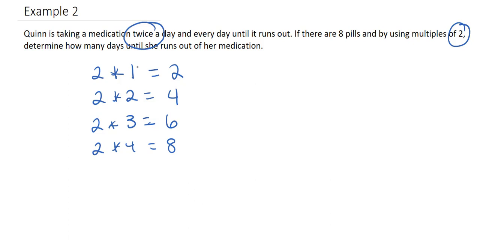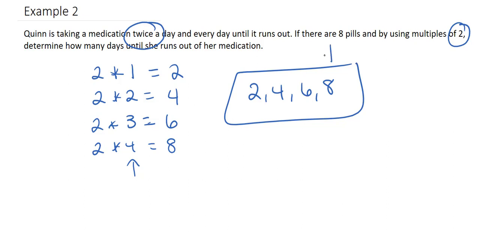And so we can use multiples to see that it takes 4 days in order for her to use all of the medication, right? And so by using multiples, right, 2, 4, 6, and 8, as those are the multiples of 2, we get to 8 on the 4th day, as in this example.